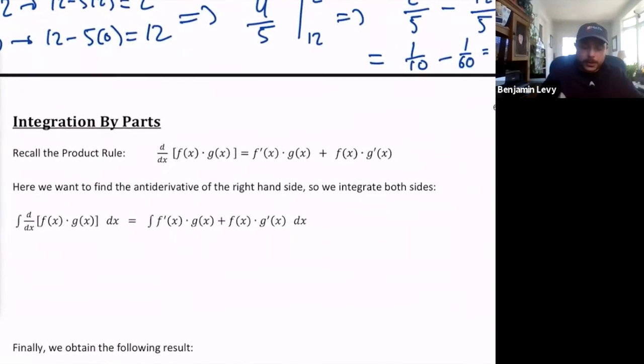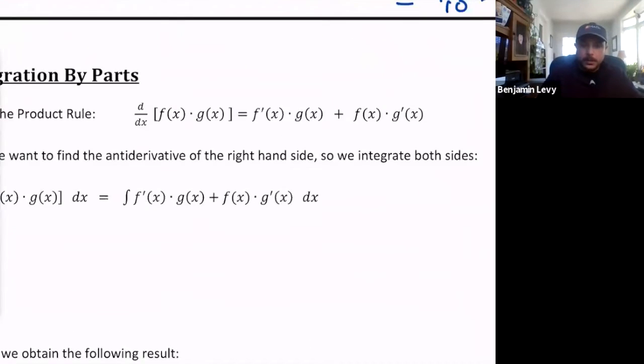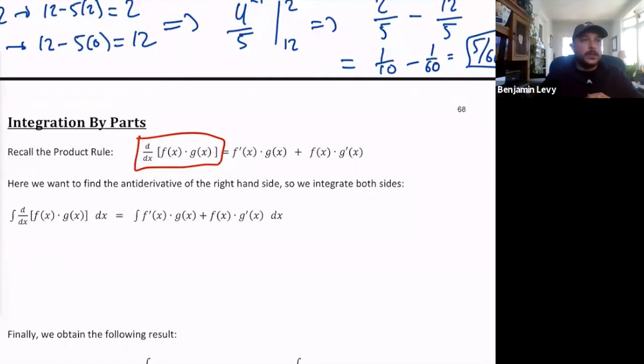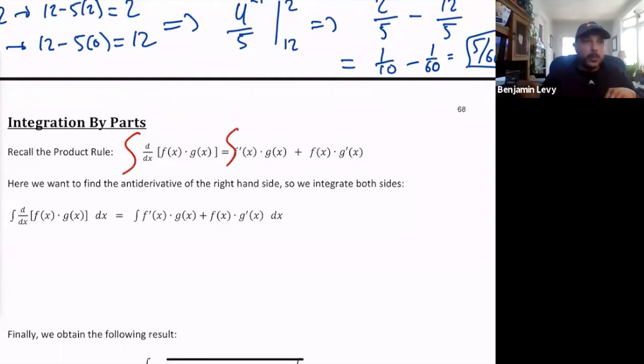So as a precursor here, this is the product rule. When you take the derivative of two things being multiplied, you do f prime g plus f g prime. We've seen the product rule a whole bunch of times throughout the differentiation section. And so now what we're thinking about is, okay, well, what if we integrate both sides of this? We want to undo the product rule. That leads to this.